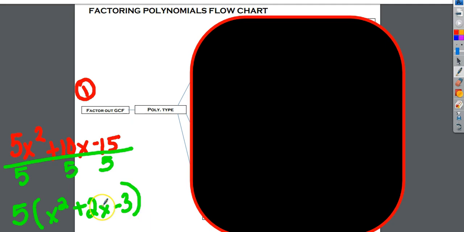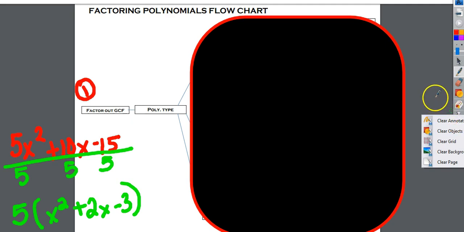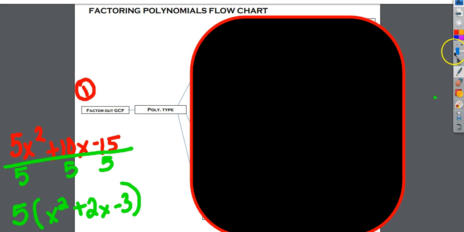Now, from here, you could go on to the next step of DOS, T-chart, and bottoms up. But we're just going to stop right there because the first step you always do is take out the GCF. Now, once you have done that, you're going to look at the polynomial type. And so what that means, so that's the next little thing that you do. So you draw this and factor out GCF, polynomial type.